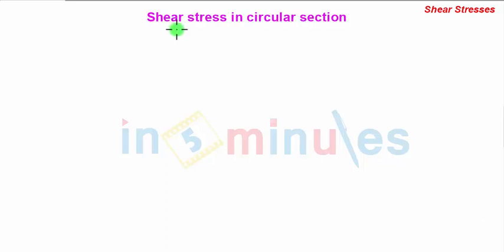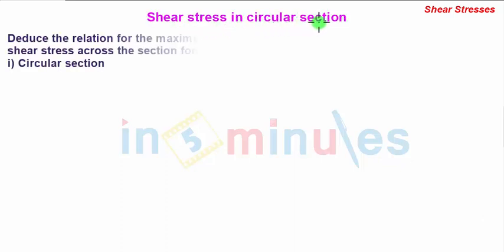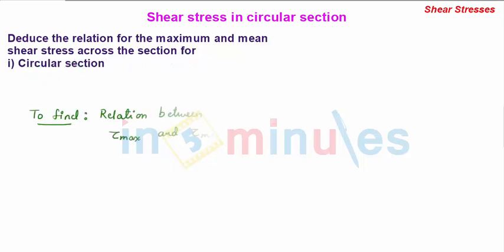We take a problem on shear stress in a circular section. The problem statement is: deduce the relation for the maximum and mean shear stress across a section for a circular cross section. So in this problem we have to determine the relation between tau max and tau mean.